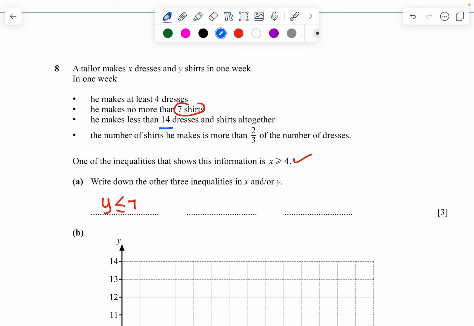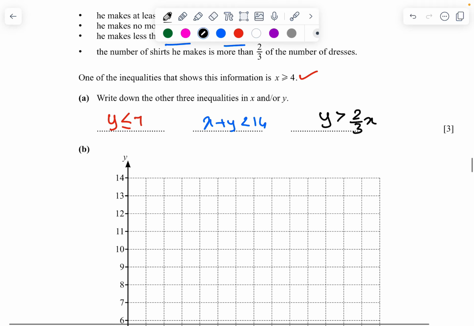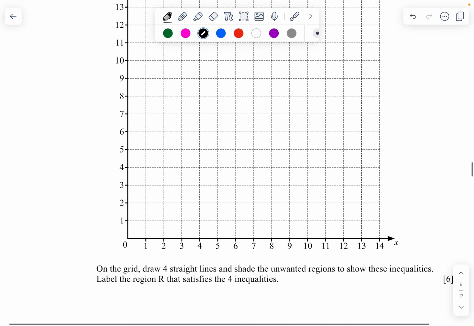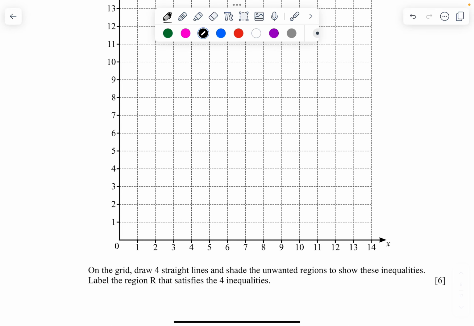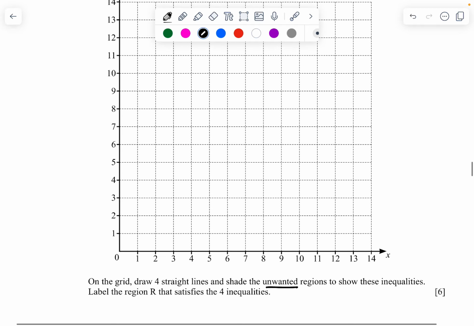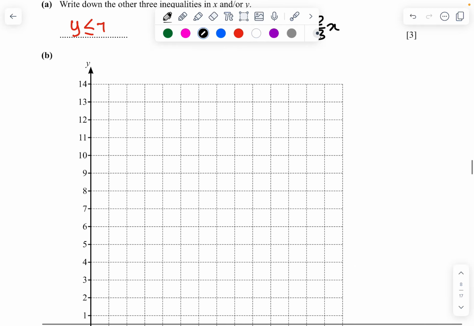Next, he makes less than 14 dresses and shirts altogether. So x plus y should be less than 14. The number of shirts he makes is more than 2 upon 3 the number of dresses. So y is greater than 2 upon 3x. Next, on the grid, draw 4 straight lines and shade the unwanted regions to show the inequalities. Label the region R that satisfies the 4 inequalities.